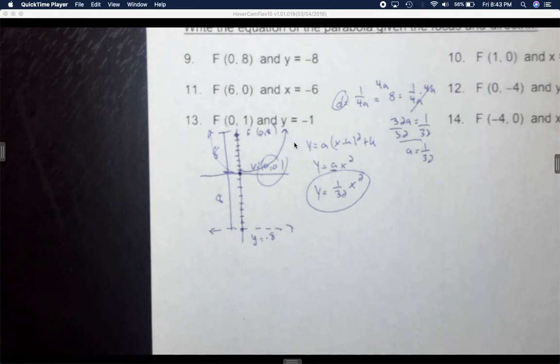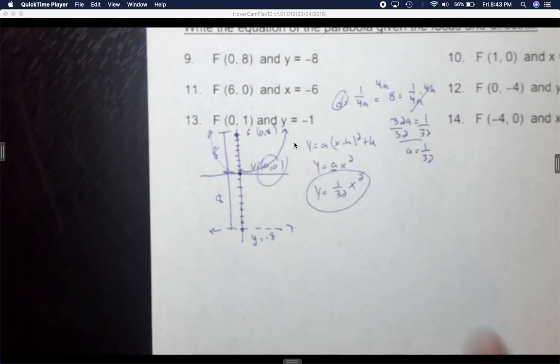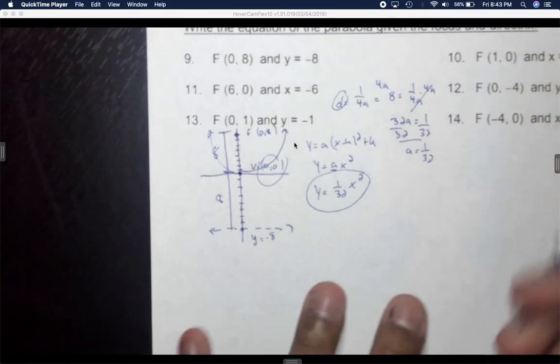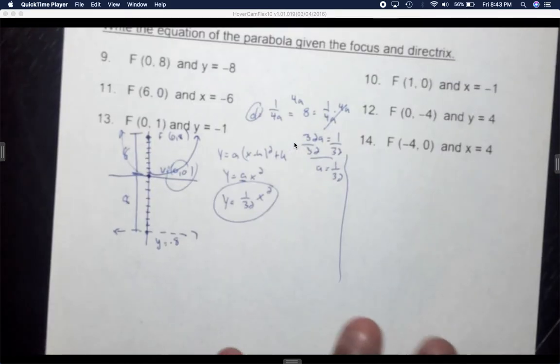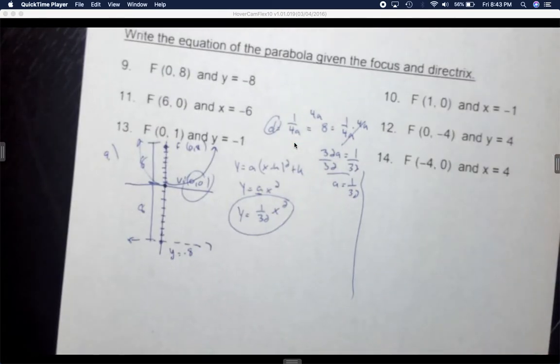And that's pretty much how you do them. Again, this all stems from understanding the basics of focus, vertex, and directrix, and drawing a picture. If you can do that, the rest of the stuff is, I would say, kind of easier, more visually easy to understand. So let's do number 10. So this was number 9. Let's do 10 just because it's a little bit different.